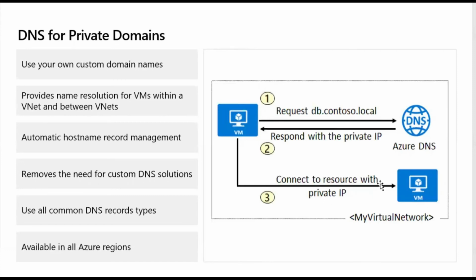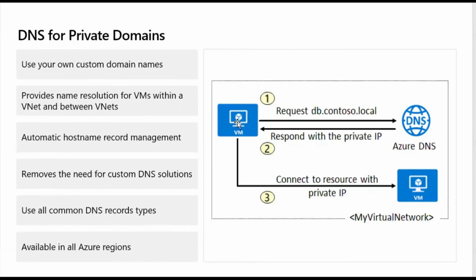So, DNS private domains. Use your own custom domain names and provide name resolution for VMs within a VNet and between VNets. With your custom domain names, you can provide name resolution for your virtual machines in the cloud. Automatic hostname record management removes the need for custom DNS solutions. Use all common DNS record types available in all Azure regions. So these kinds of records you will be able to create and maintain.